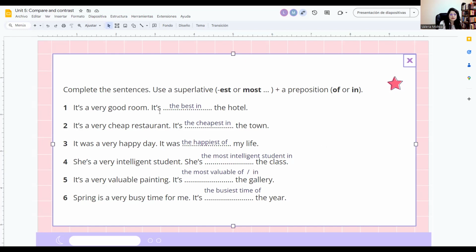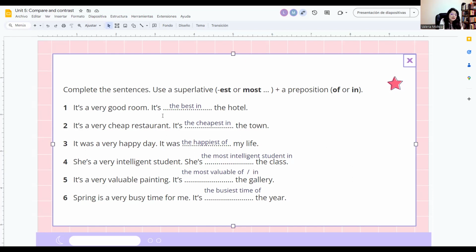So for example, it's a very good room. It's the best in the hotel, inside this building. And it's a very cheap restaurant. It's the cheapest in the town or in town. It was a very happy day. It was the happiest of my life. So using in or of, depending on the context.